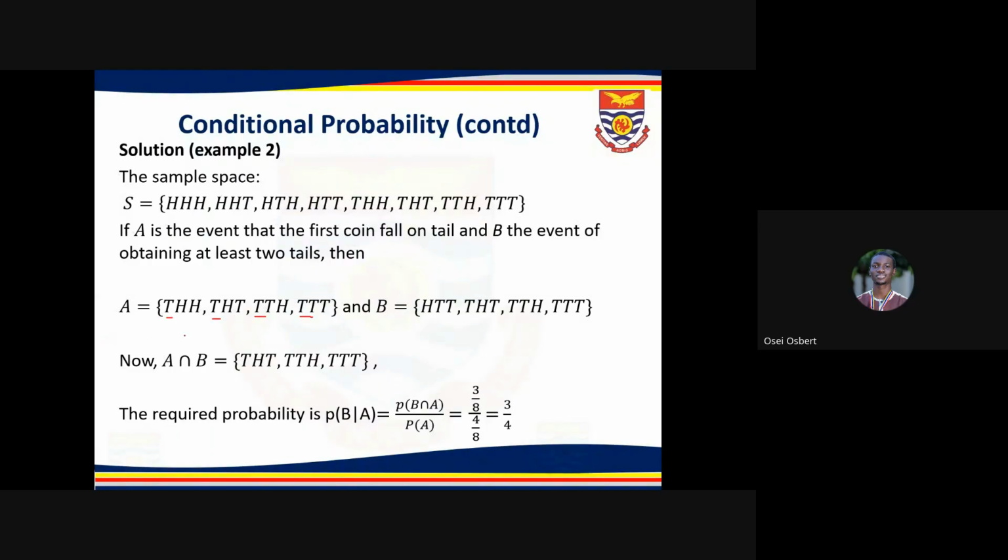So A intersection B gives us those that can be found in both A and B. This cannot be found there, but these can be found there. So the probability of that is 3 on 8, while the probability of A is 4 on 8. So the answer is 3 of 4, or 3 quarters, or 3/4.